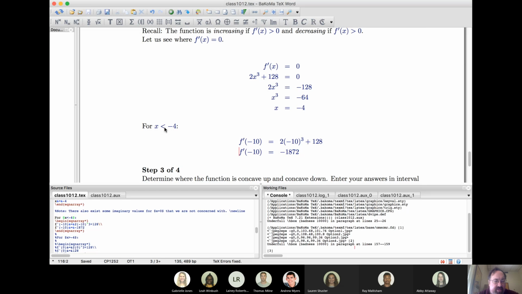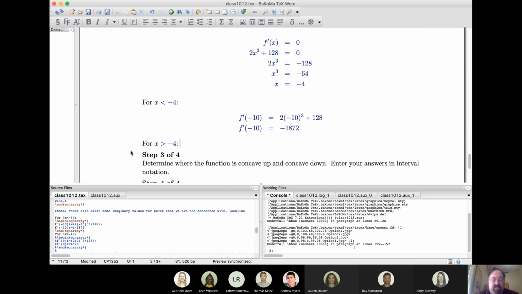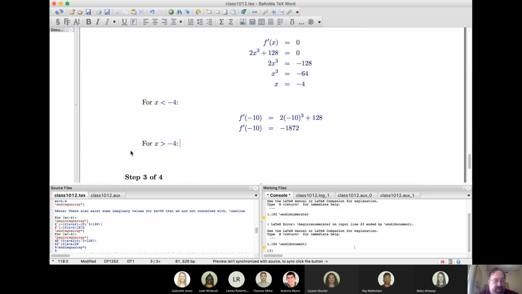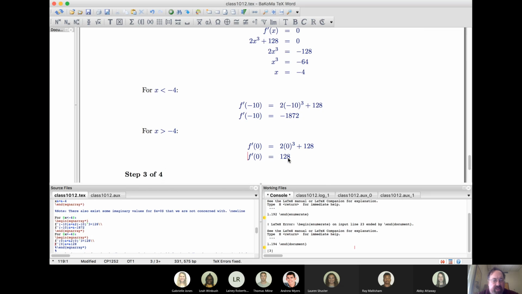But now we need to look at x greater than minus 4. And again, you can pick anything. Here we can just pick 0. So we just get 128 in that case.